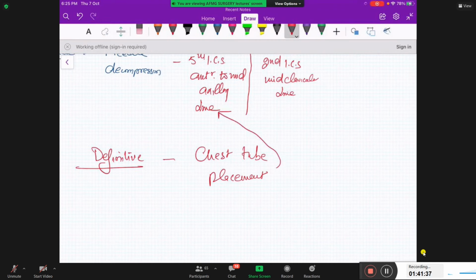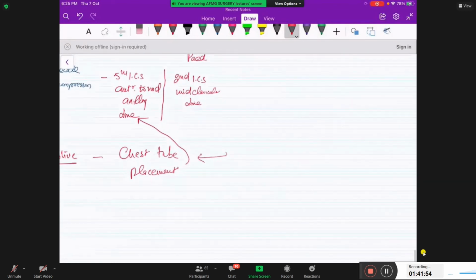Fifth intercostal space anterior to the mid-axillary line. Same. Definitive treatment is the same. The only thing that changes is the immediate thing. Right? And remember, whenever we put a chest tube, listen to this carefully, and this can be a question again in exam. We always put a chest tube in a triangle of safety.